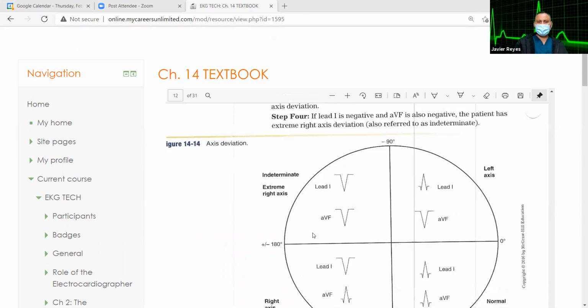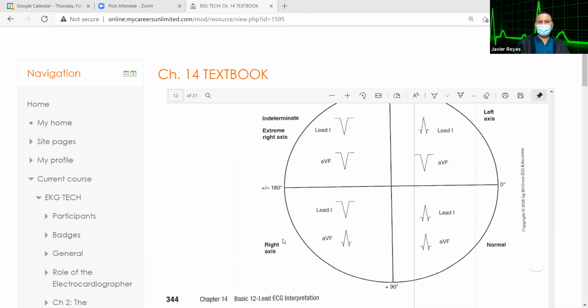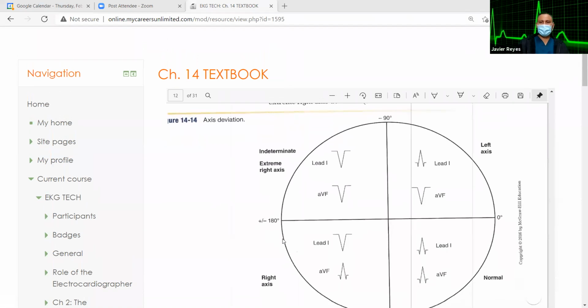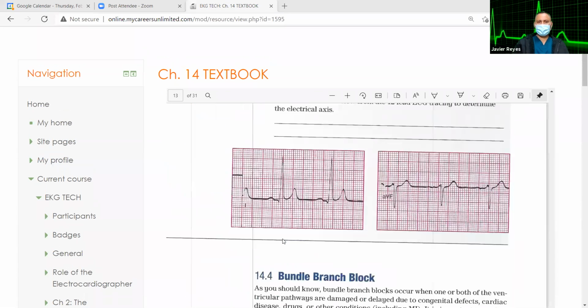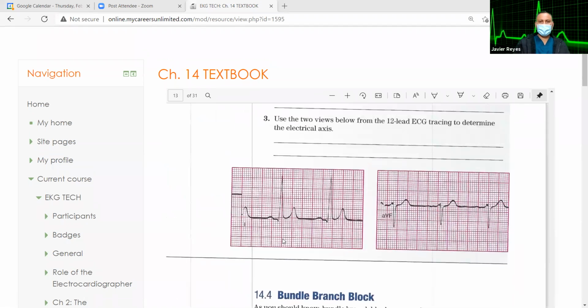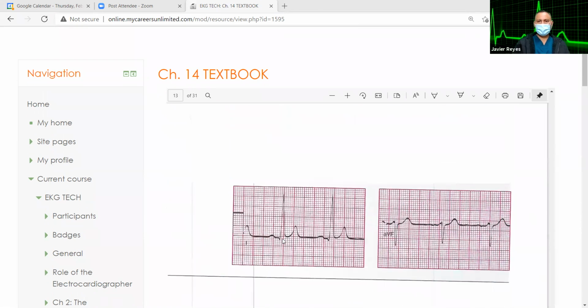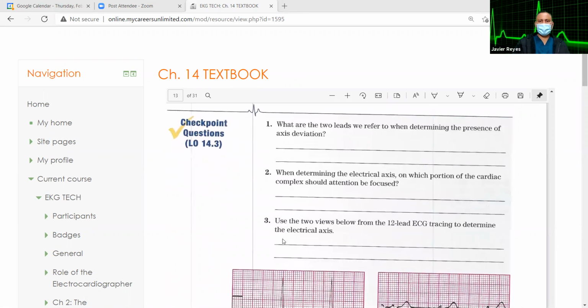All right. So there's another picture on axis deviation. So you have to kind of draw those imaginary lines across and see how the electricity flows. Okay, let's look at an example there on the page below the section.